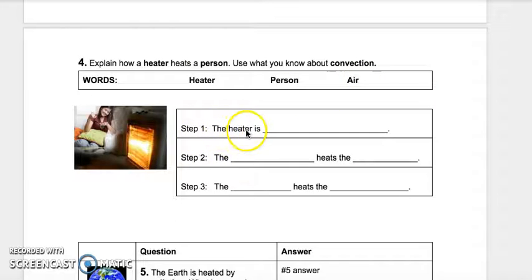Step number 1, the heater is, what is happening to the heater in step number 1? I'll give you a clue. You are not using these words. Step number 2, the blank heats the blank. Which words are you going to put in those blanks? Step number 3, the blank heats the blank. Which words are you going to put in step number 3? Press pause and press play when you're ready to go on.